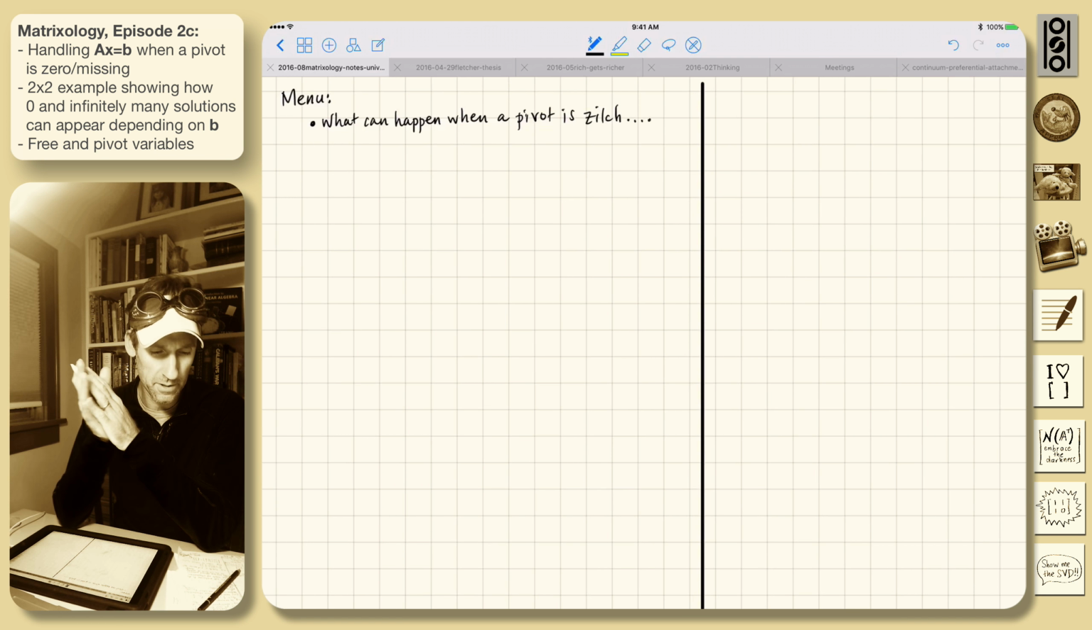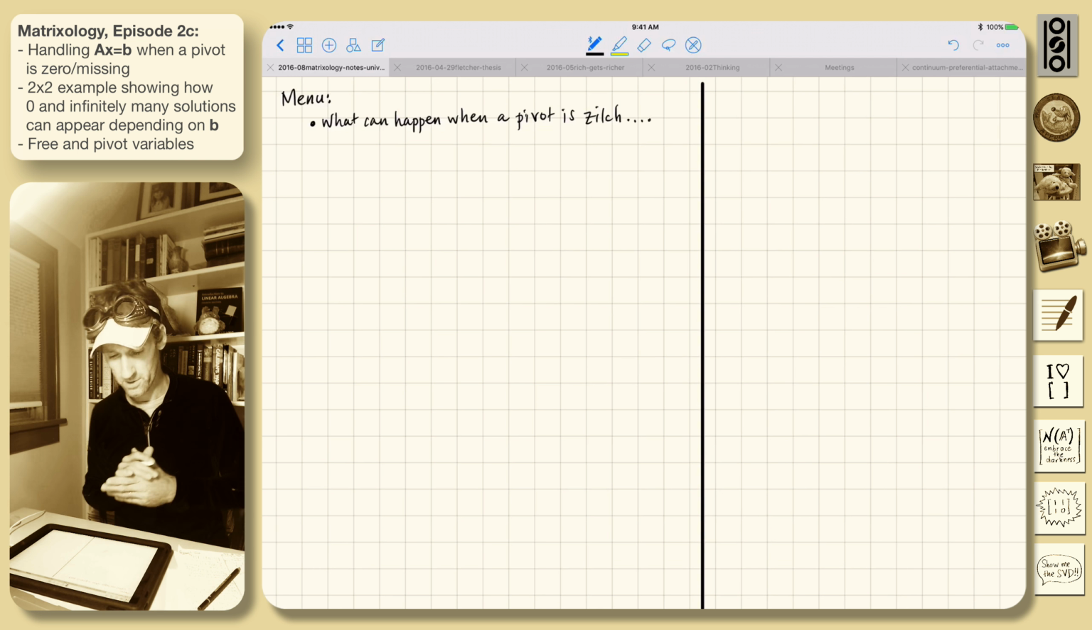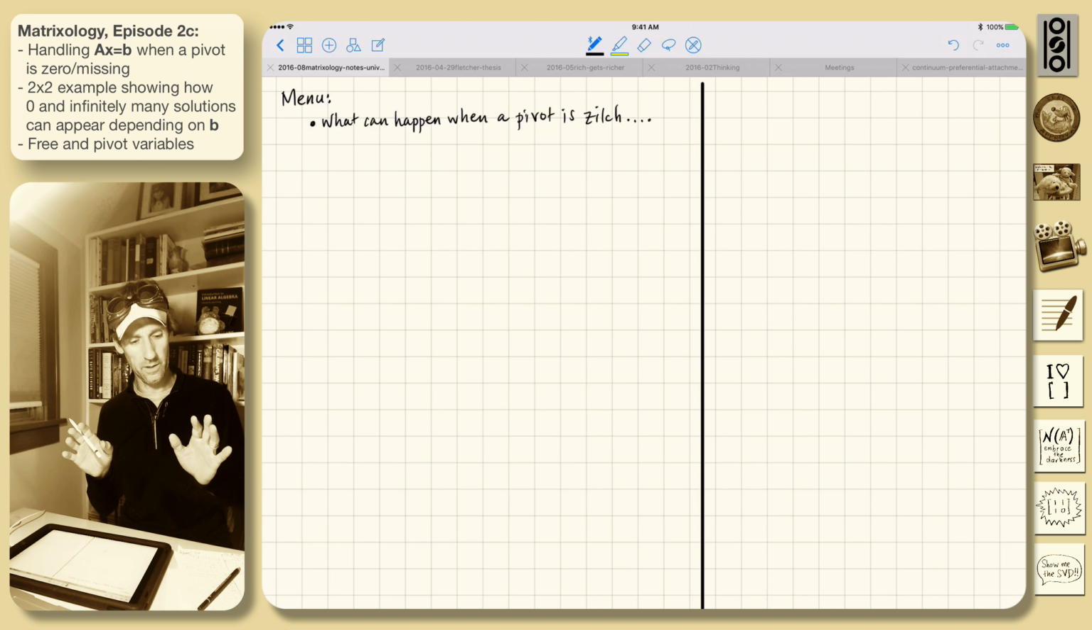I know. So you're wondering what happens. It's all very well and good if the pivots are non-zero. And I know it's been just a joy to see that happen. But it may be that they're zero sometimes. And so we can deal with this beautifully.